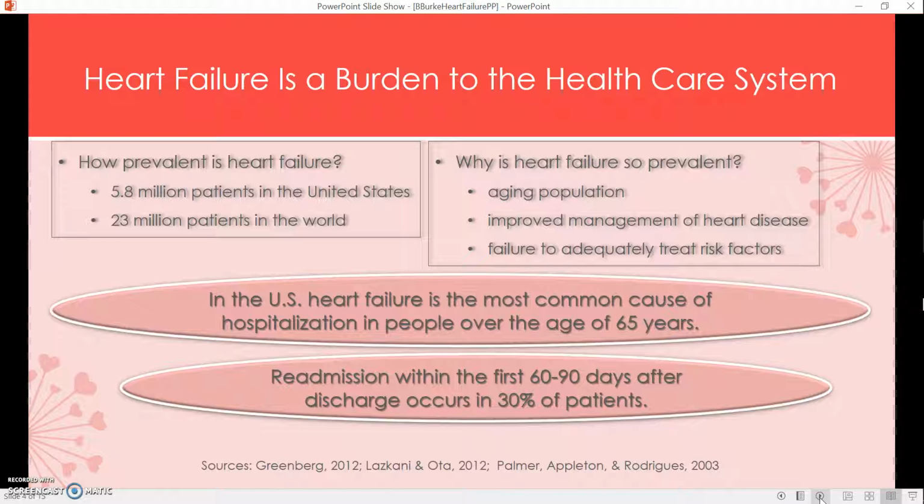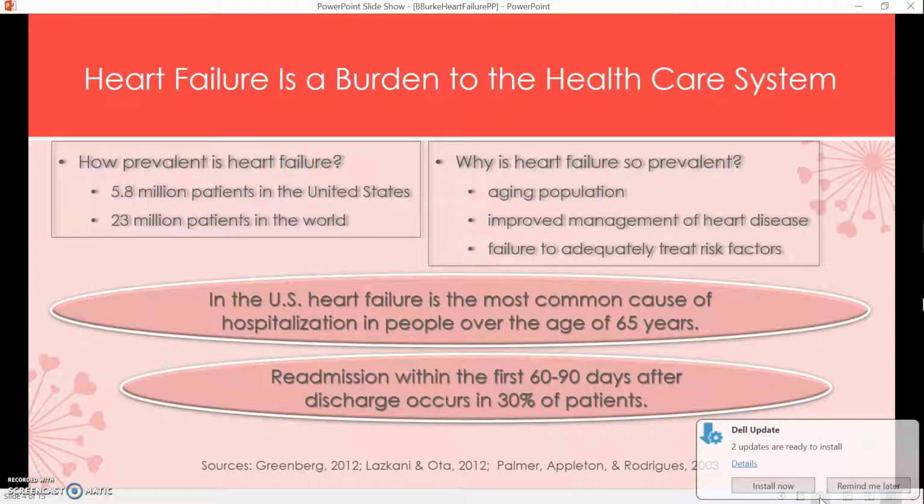Heart failure is a burden to the healthcare system. Heart failure is very prevalent. 5.8 million patients in the United States have been diagnosed with heart failure. This prevalence is due to our aging population, the improved management of heart disease, and the failure to adequately treat risk factors. In fact, in the U.S., heart failure is the most common cause of hospitalization in people over the age of 65 years.